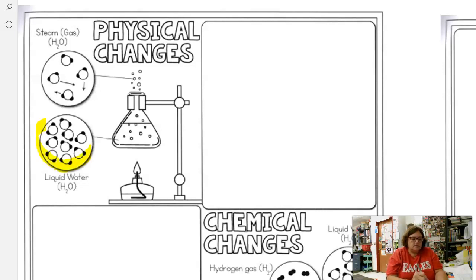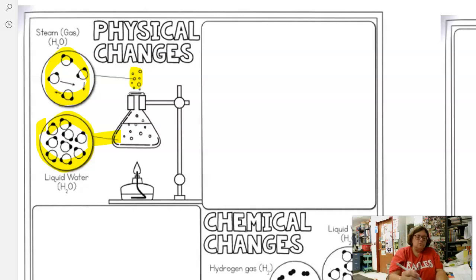Here, this is a close-up of liquid water, and you can see the water molecules. The white one is the oxygen molecule, and the little black ones on either side are the hydrogen molecules. And you can see in the other, the steam, that you still have those same molecules. They just are further apart from each other. Okay? That's an example of a physical change.